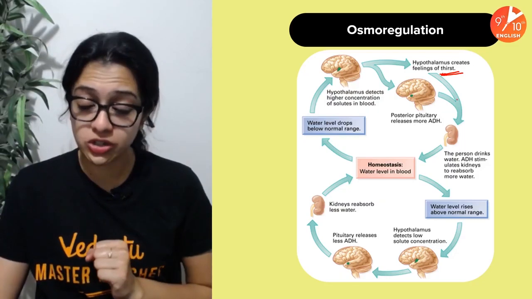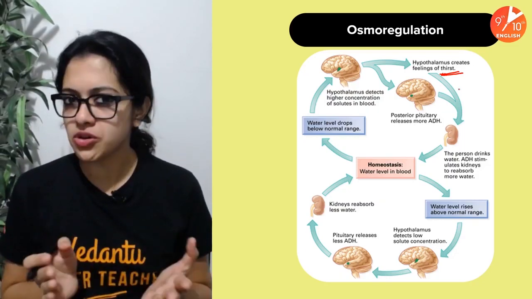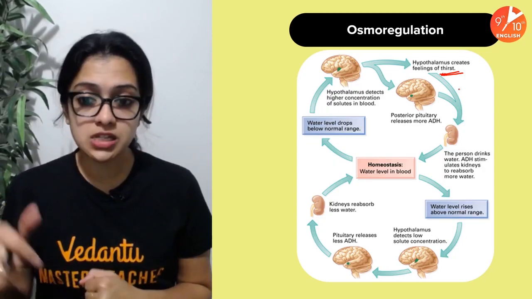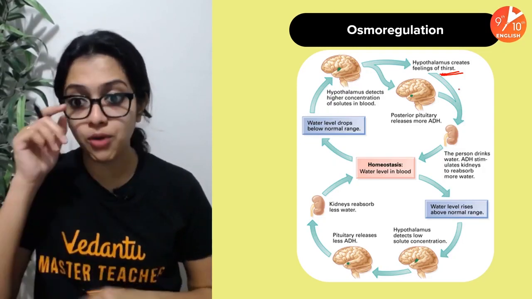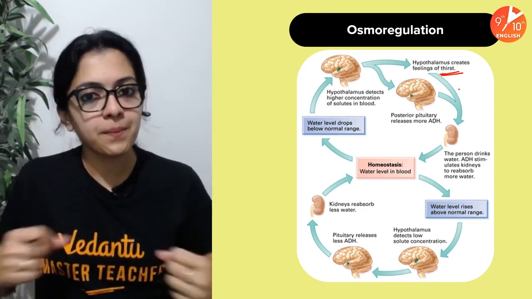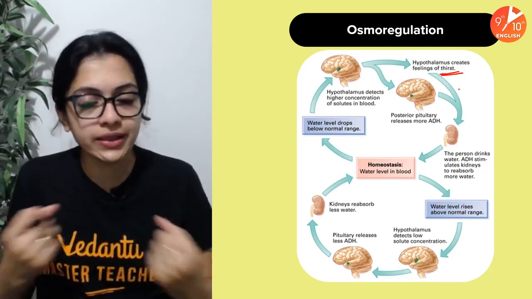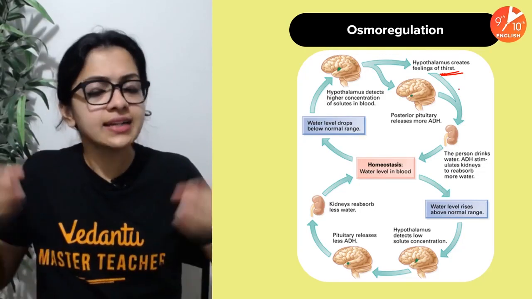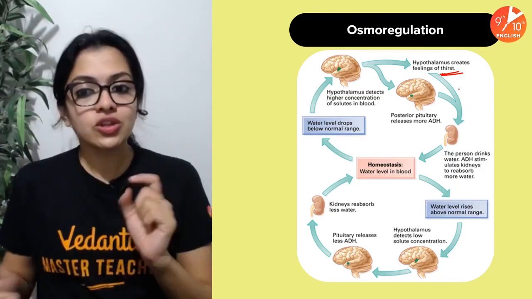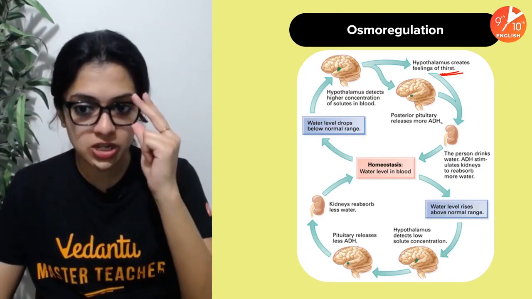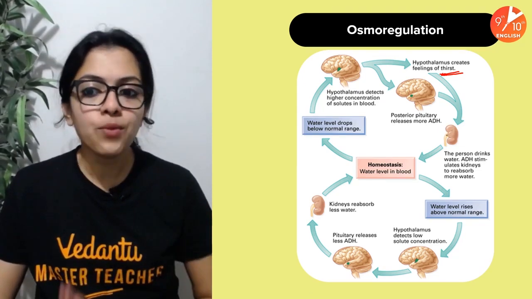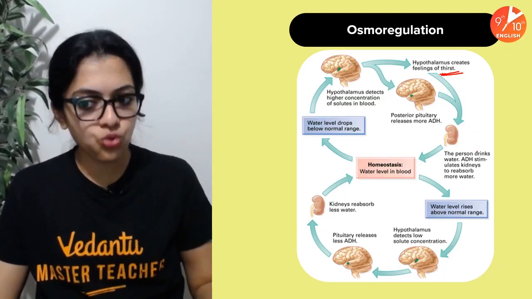It goes and tells the posterior lobe of the pituitary, it's now your job to release more ADH, because this person has got a shortage of water in the body. It secretes more ADH so that ADH will reabsorb all the water in the body, and as a result, water loss through urine could be minimized. So this is what the hypothalamus conveys to the posterior pituitary, and as a result, the posterior pituitary releases more ADH, and the person drinks water.